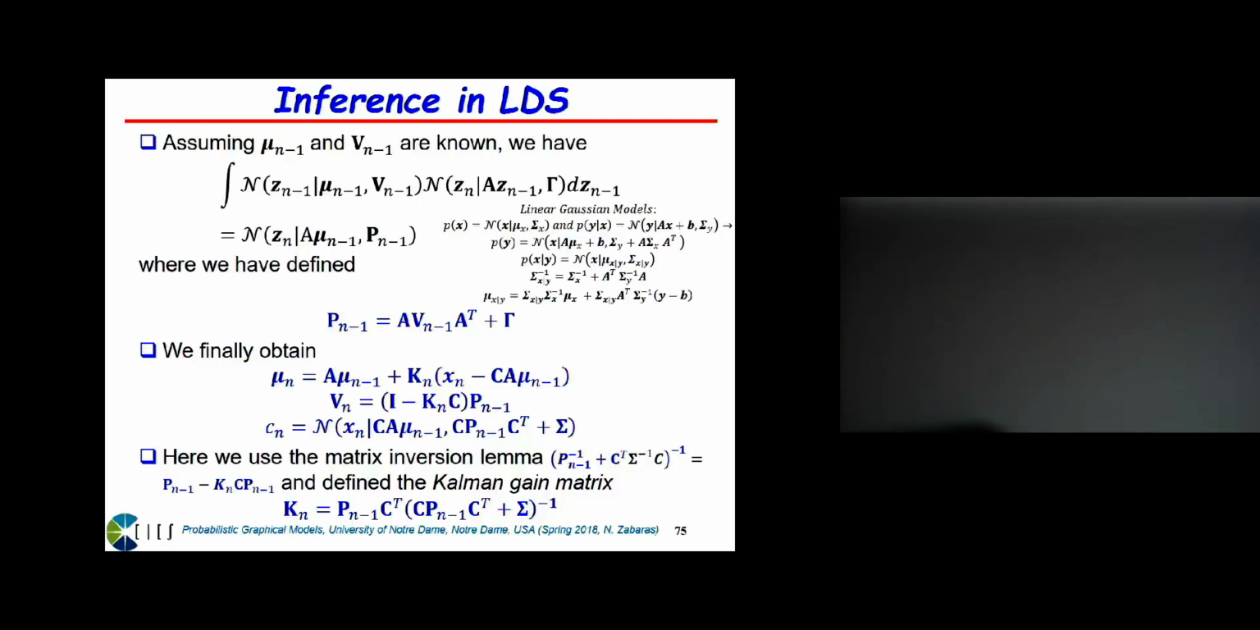So here is P of x, which is given. P of y given x, and you notice the mean is linear in x, which is Zn minus 1. You see that? There's no b here. And sigma y, of course, is gamma. So from manipulation of this for linear Gaussian models, P of y comes to be this nice distribution that has the mean that you see here, and it has a variance that looks like that.